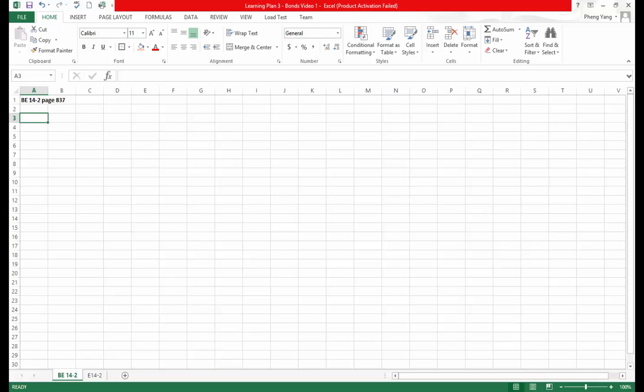Okay, so let's start with brief exercise 14-2 first. It's on the bottom of page 836. A company issued 5% 20-year bonds with a face amount of $80 million. The market yield for bonds of similar risk and maturity is 6%. Interest is paid semi-annually. At what price did the bonds sell?